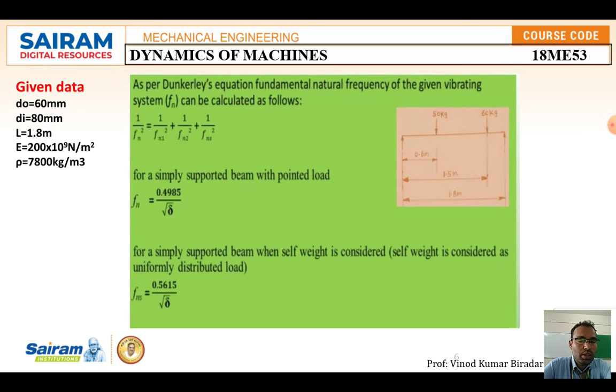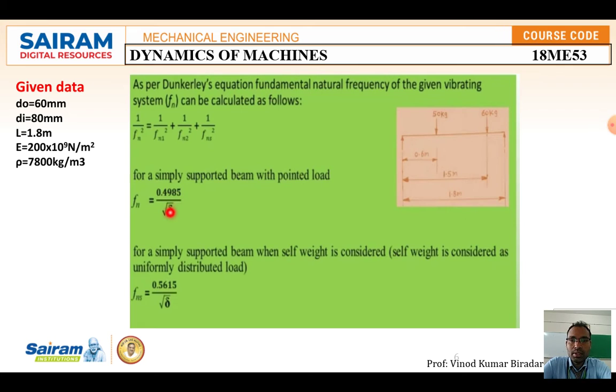If you want to find the natural frequency of any particular system, we have around 8 to 10 methods. Here I am going to use the Dunkerley equation. For a simply supported beam, we have the formula to find the natural frequency: f n is equal to what?